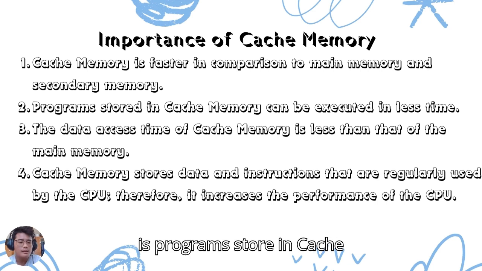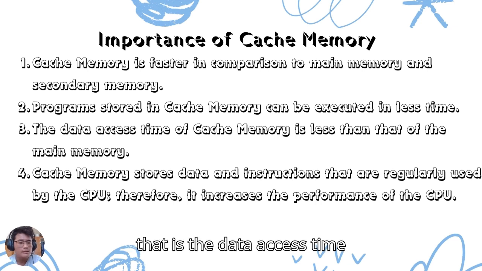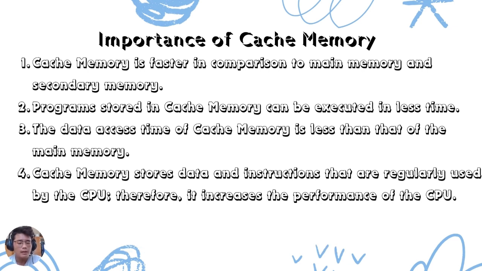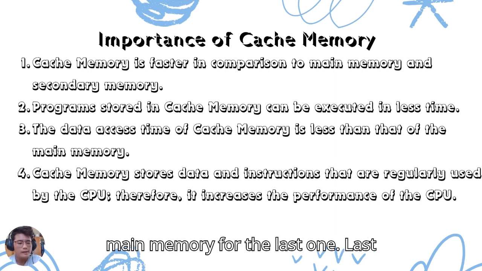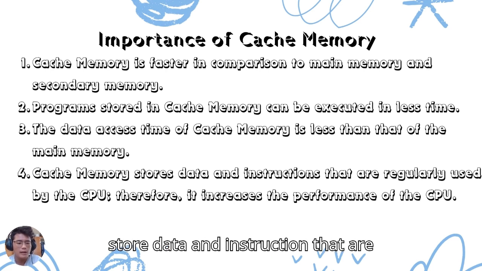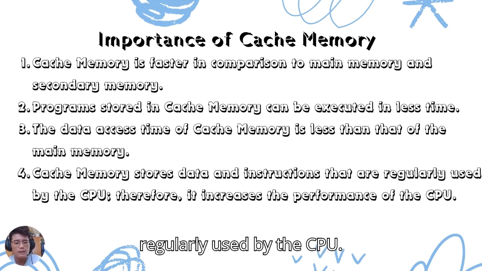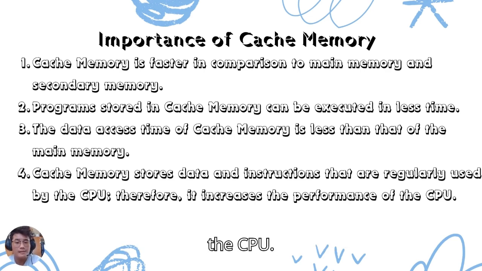Okay, second one is programs stored in cache memory can be executed in less time. That is, the data access time of cache memory is less than that of the main memory. The last importance of cache memory is that it stores data and instructions that are regularly used by the CPU. Therefore, it increases the performance of the CPU.